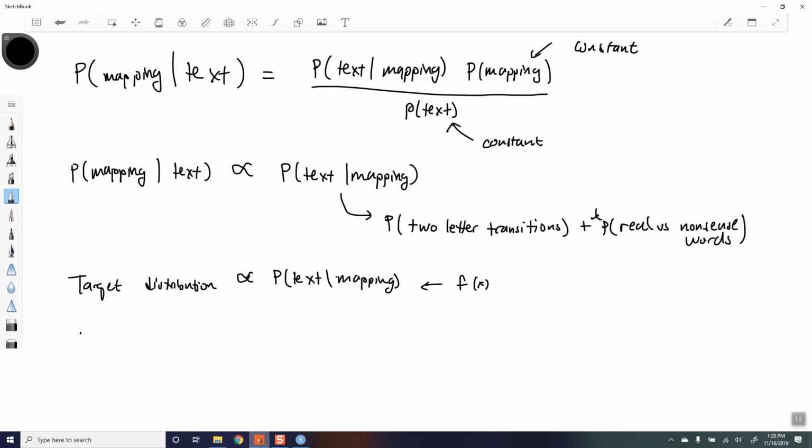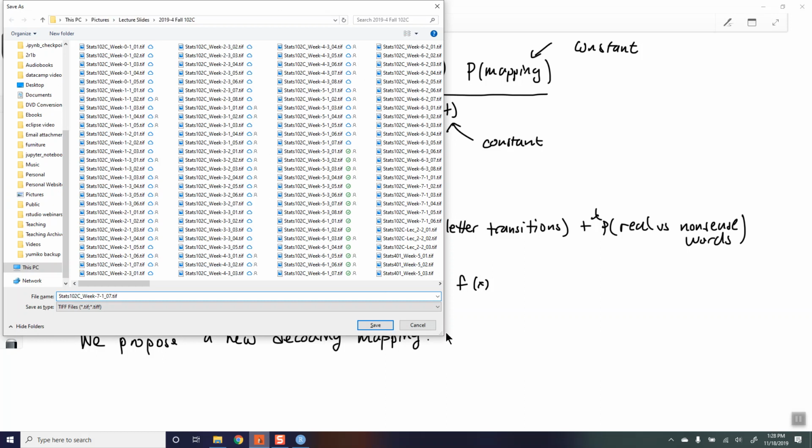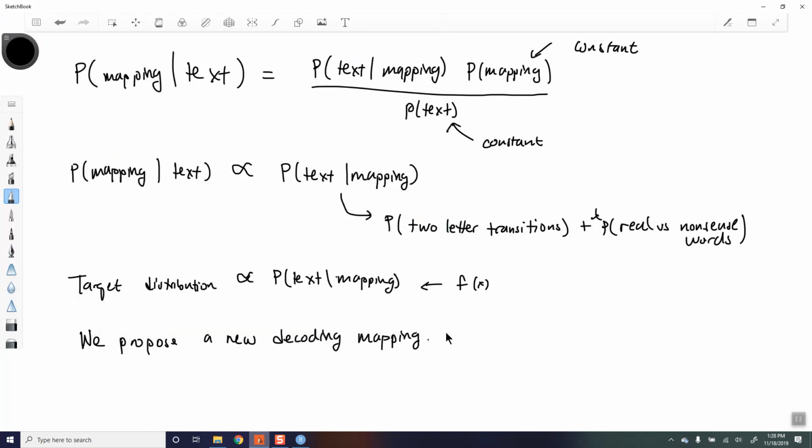So what we do is we propose a new decoding mapping, and there are all sorts of ways we could do this. One is we could just do a totally random decoding mapping, but that would not be recommended, because there are 26 factorial possible mappings, and you'd just be hopping all over the place until you get to some new place that happens to be good.